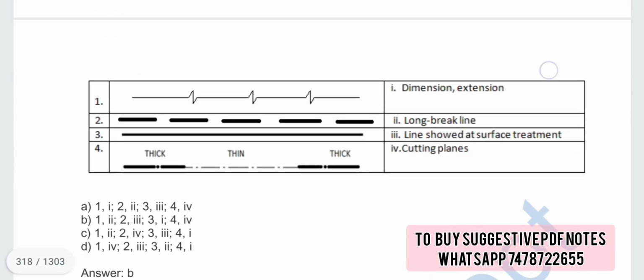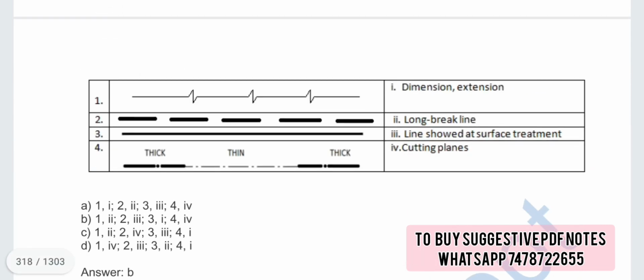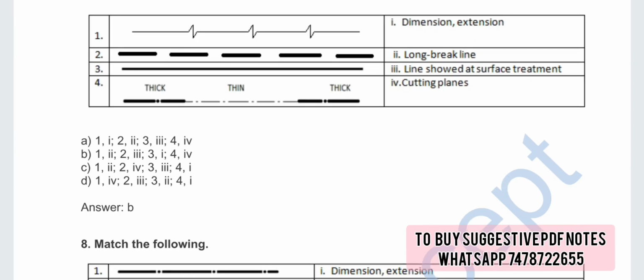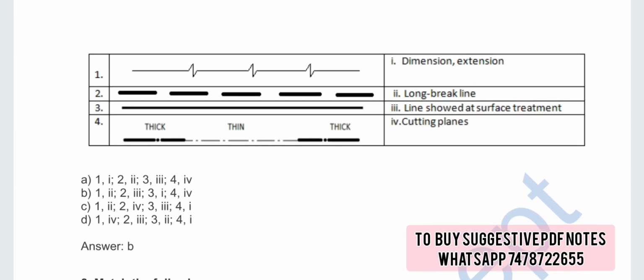Match the following 1, 2, 3, 4. Just to see the table. Dimension, extension, long break line, show at surface treatment, cutting planes. The answer is B, that is 1, 2, left side 1, that is long break line, 2, long break line, 2, 3, that is line shows as surface treatment.